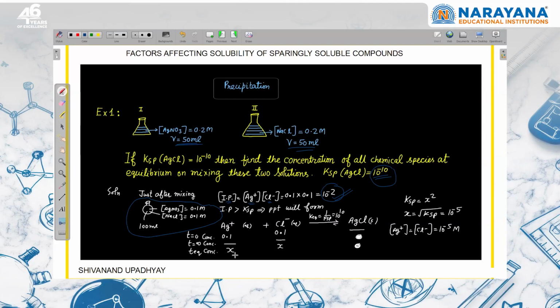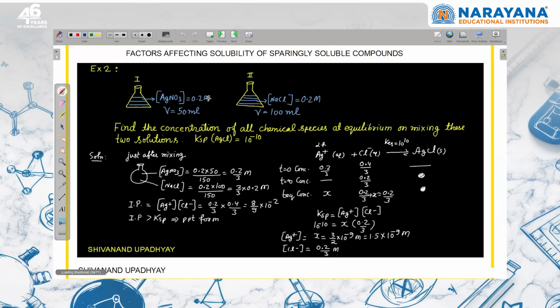So here we are writing x and x. And now we can write that x square is equal to 10^-10, and we can solve. So from here we are getting that Ag+ and Cl- ion is 10^-5. So in this particular example, when we are mixing, precipitation is taking place. The ions which are precipitating are 100% reacted, but it may be possible that this is more and this is less, and there is a concept of limiting reagent. For that we are solving the same type of problem.